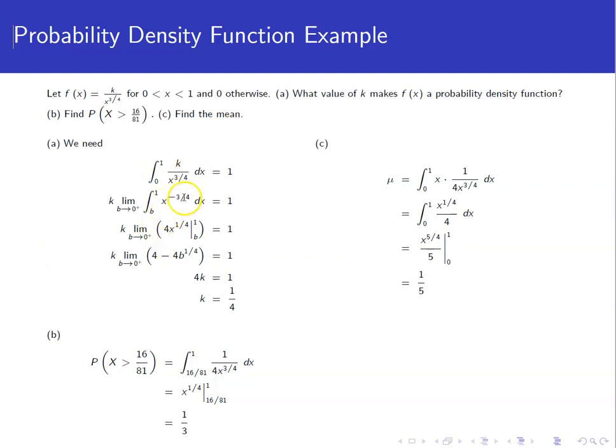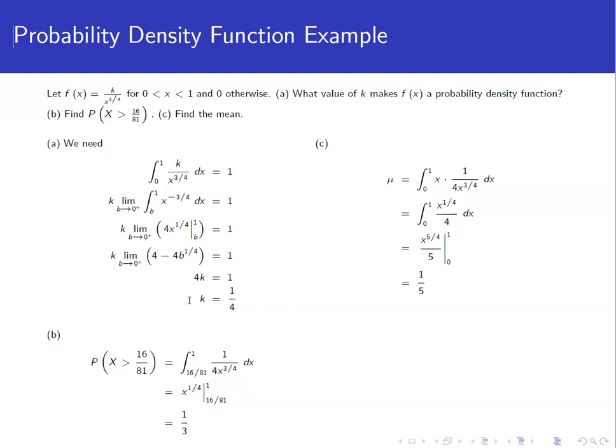An antiderivative for x to the negative 3/4 is 4x to the 1/4. Plug in our endpoints and we get 4 minus 4b to the 1/4 as our answer to the integral. Still have to take the limit. When we put in 0 for b, there's no issue, and we just get 4 for that limit. So we still have the k out in front, so we get 4k on the left-hand side. That was still equal to 1 all the way down, so we divide by 4 and find that our k has to be 1/4.